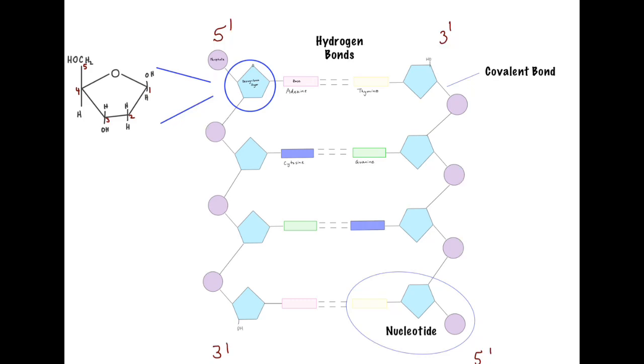Other things that you need to be able to label. So you need to be able to label a covalent bond, again showing this one here. Hydrogen bonds, so connecting between the base pairs in the middle, so between adenine and thymine, and again cytosine and guanine. You don't have to know that there is a difference in the number of hydrogen bonds that forms between the different base pairs. That is sufficient just to have dotted lines to show that they are different. You have to indicate where a nucleotide would be. You have to indicate the 5' to 3'.